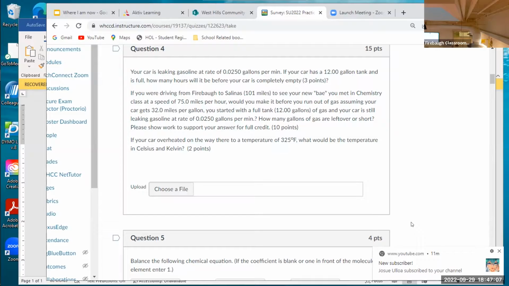Okay, so then how do I find Kelvin? Celsius plus 273.15. So 163 minus 273.15, that's an equal.